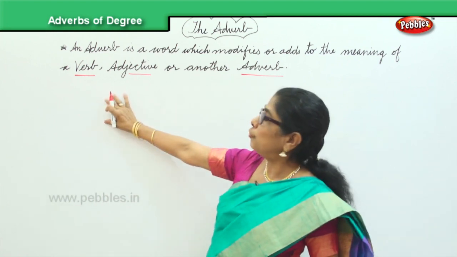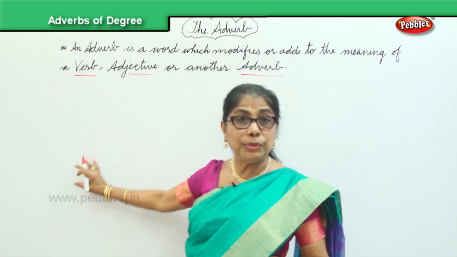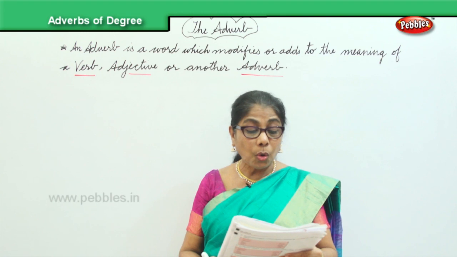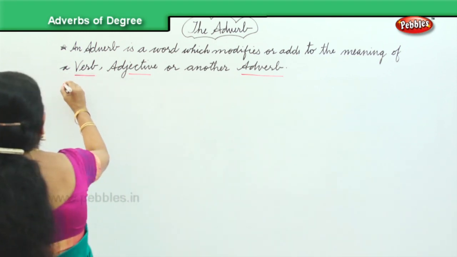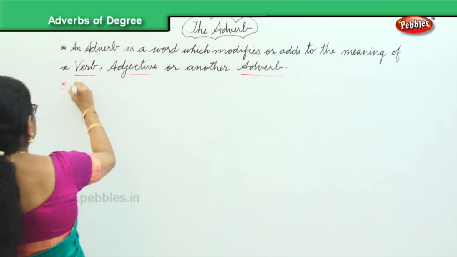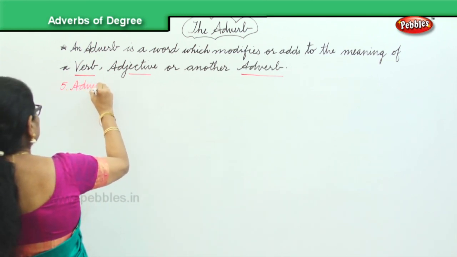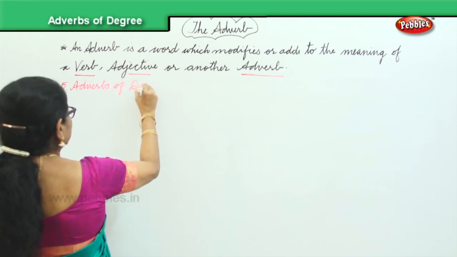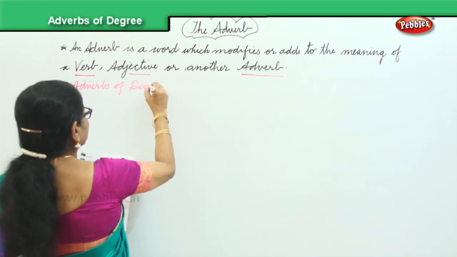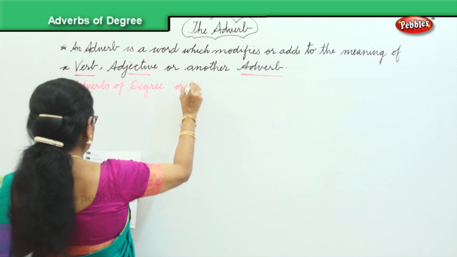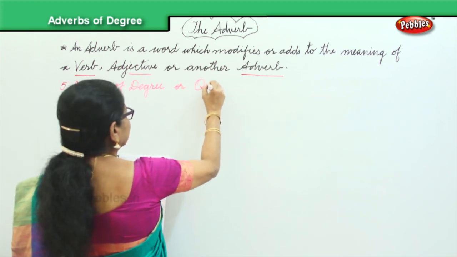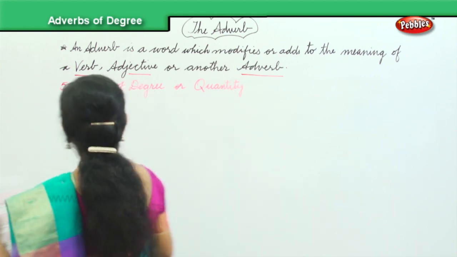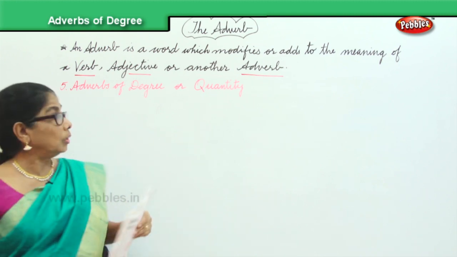So far we have done 4 kinds of adverbs. Now we are going into the 5th kind of adverb, adverbs of degree or quantity. That's the 5th kind. Adverbs of degree or quantity.